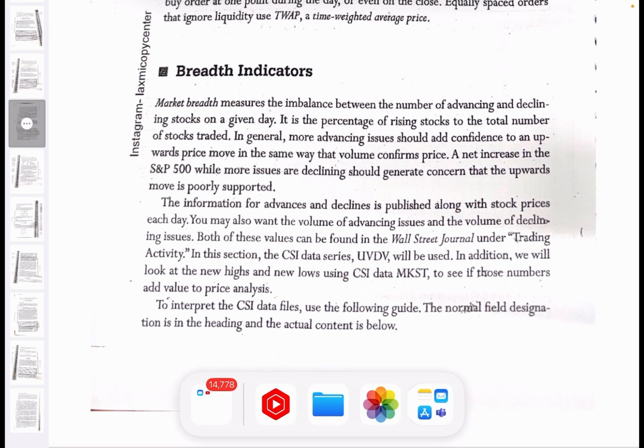So the information for advances and declines is published along with stock prices each day. You may also want the volume of advancing issues and the volume of declining issues. Both of these values can be found in the Wall Street Journal under the trading activity. Even if you want to check this out on the Indian stocks, you can just go to the NSE website and you'll be able to find it there as well.